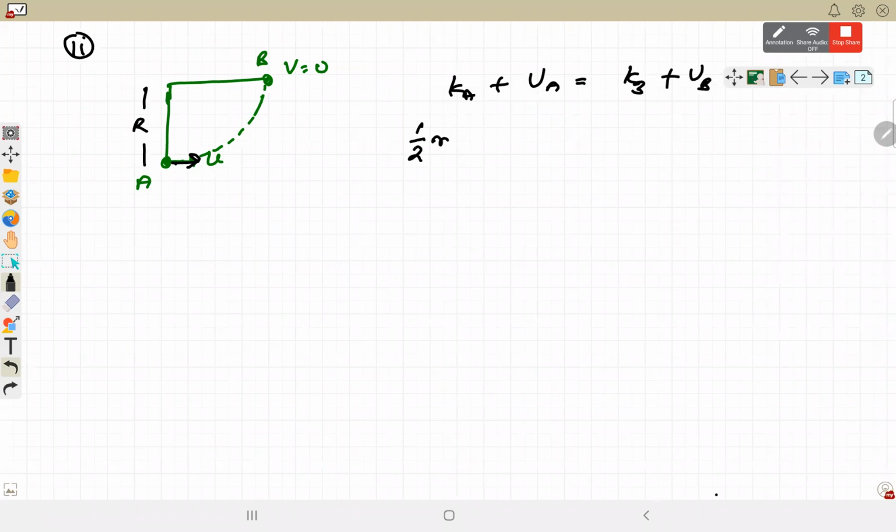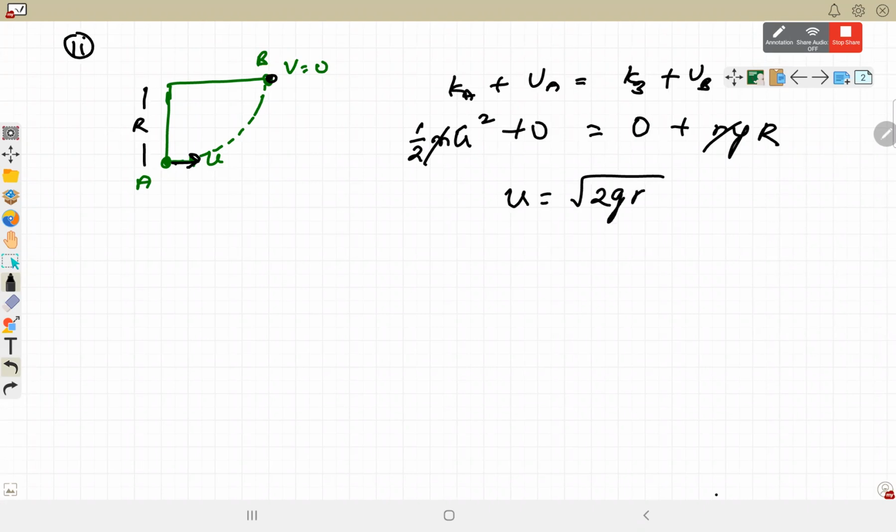Kinetic energy at A is half m u square. Potential energy at A is 0. Kinetic energy at B is 0. Potential energy is mg into h, and h is equal to r. So here m is gone, and u will be root 2gr. So if we provide a speed of root 2gr at the lowest point, then this string can become horizontal. This particle will go up to the horizontal level.